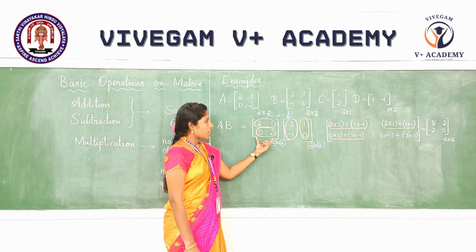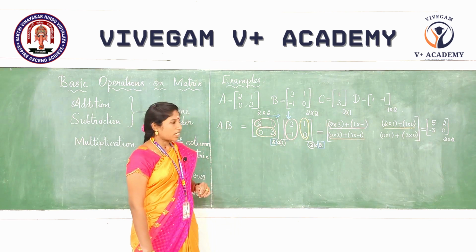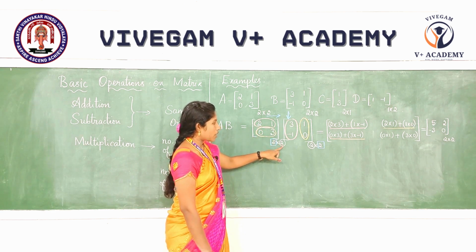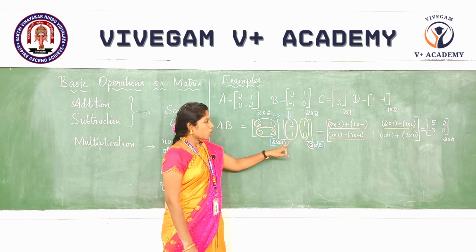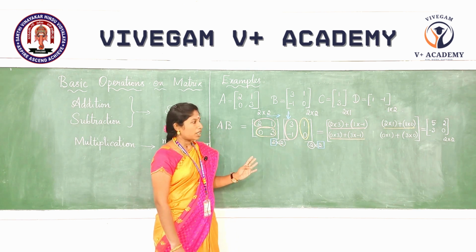So, this is our matrix A and matrix B. To do a product, first we have to check the condition. What is the condition? The number of columns of the first matrix should be equal to the number of rows of the second matrix. So, both are equal to 2. So, the condition is satisfied, and we can find the product.